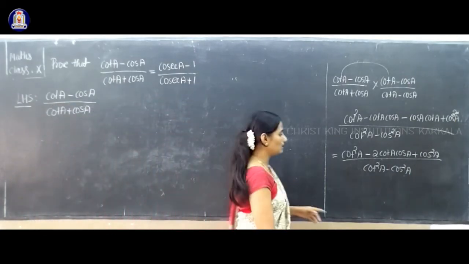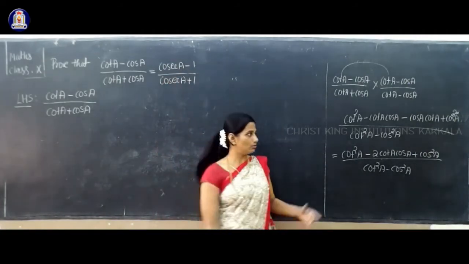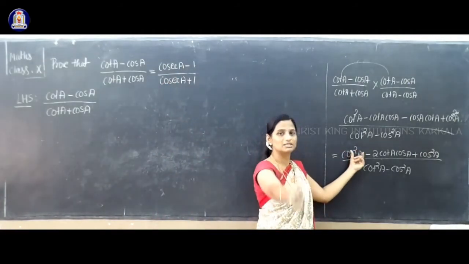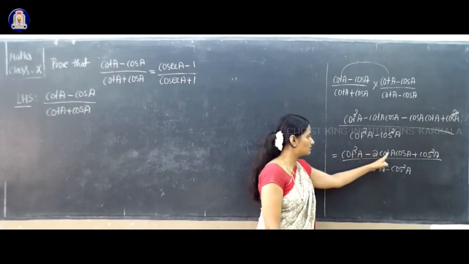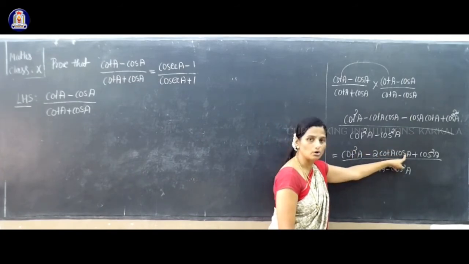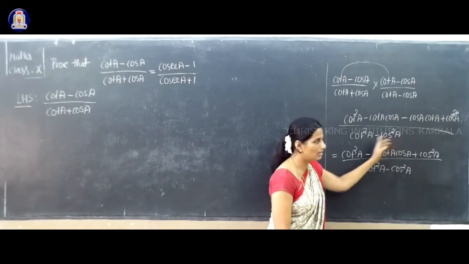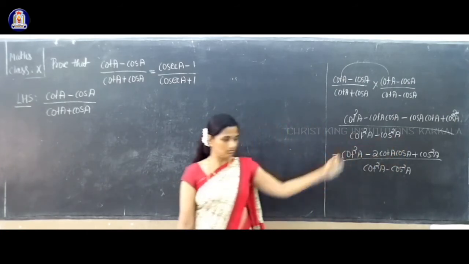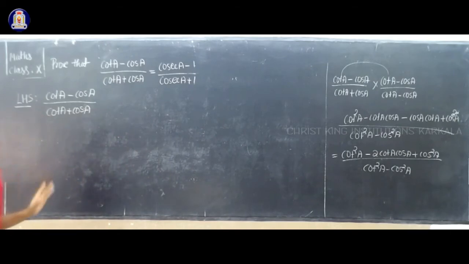It is possible. See here, cosecant is there, no? So cot square, change it to cosecant square. Next, cot and cos. Cot is what? Cos divided by sin into cos c. So that comes as cos square A. So okay, leave that. That is very lengthy and complicated.